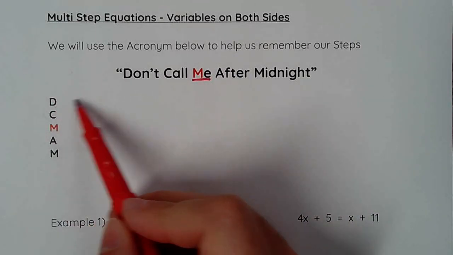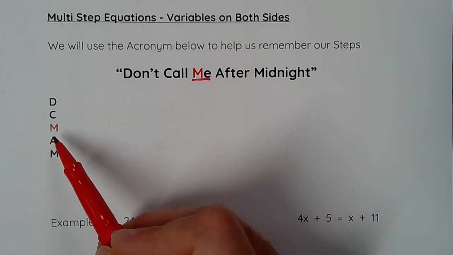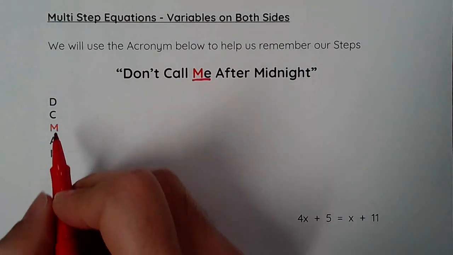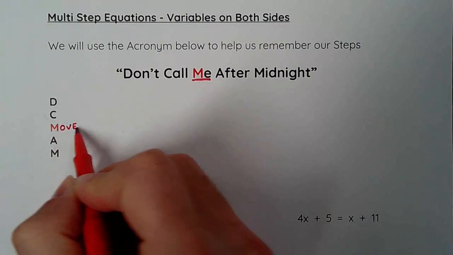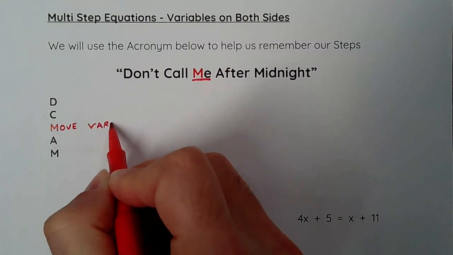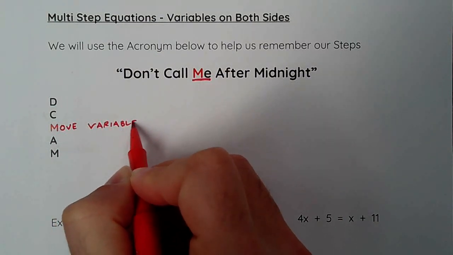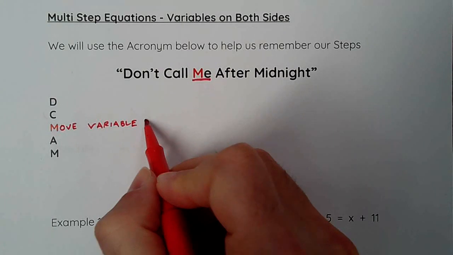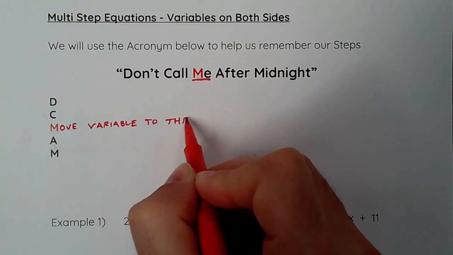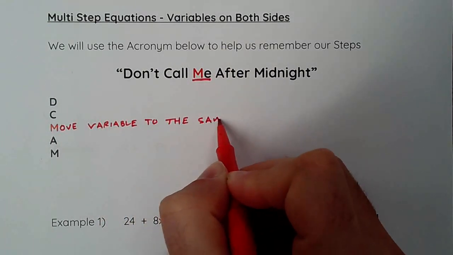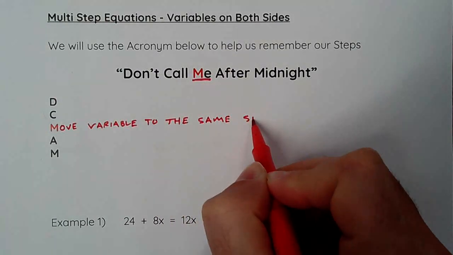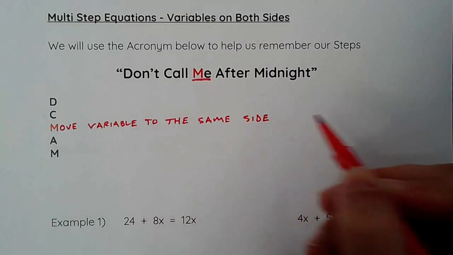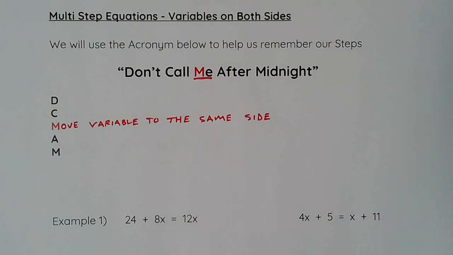So going through our checklist, we're on me. Distribute, combine like terms, and then our third step, move variables. So we want to move the variables to the same side. Now, this is actually our last step for multi-step equations, or our last new step.